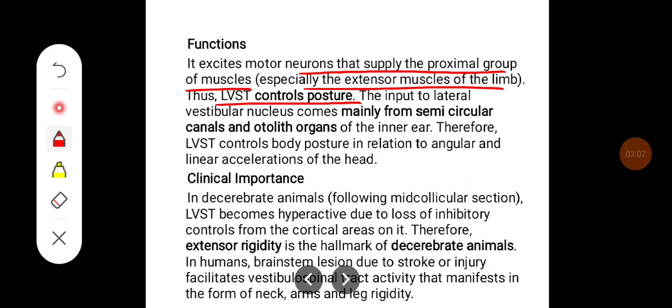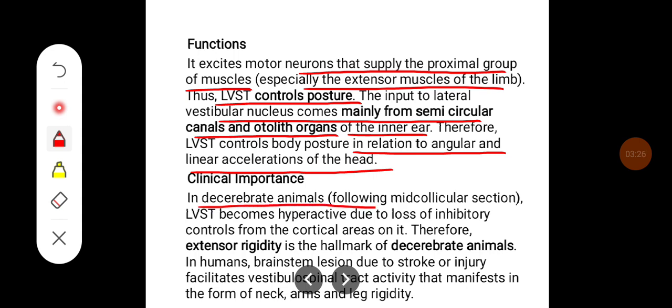The input to the lateral vestibular nucleus comes mainly from the semicircular canals and otolith organs of the inner ear. Therefore, the lateral vestibulospinal tract controls body posture in relation to angular and linear acceleration of the head. In a decerebrate animal following midcollicular section, the lateral vestibulospinal tract becomes hyperactive due to the loss of inhibitory control from the cortical areas on it.